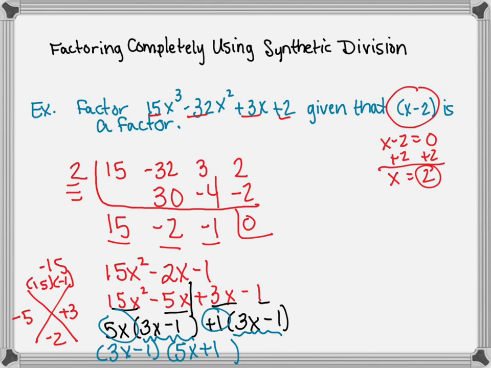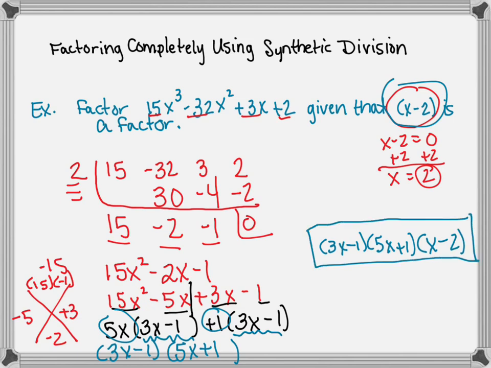So my original polynomial, 15x cubed minus 32x squared plus 3x plus 2, factors to 3x minus 1 times 5x plus 1 times the factor that we were given, which was x minus 2. And now it is factored completely.